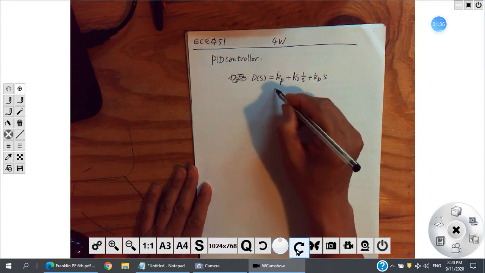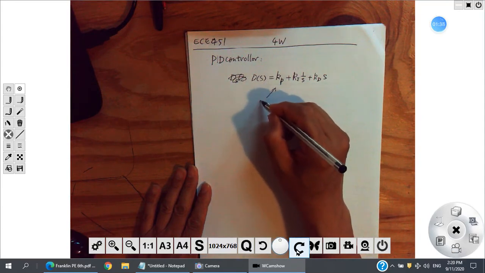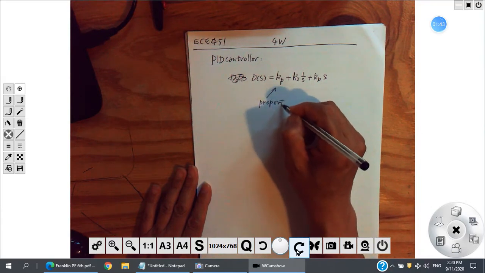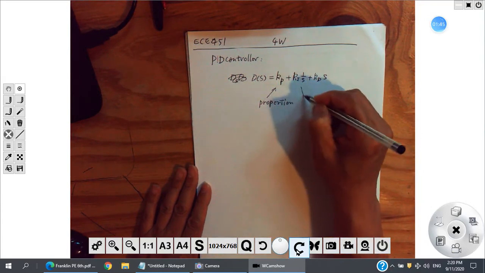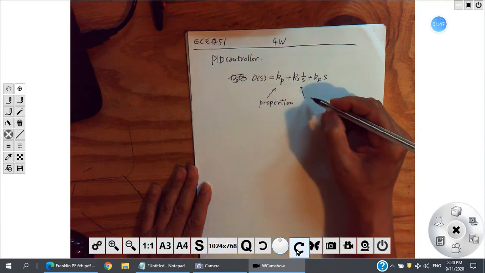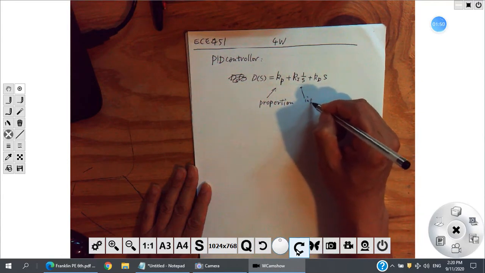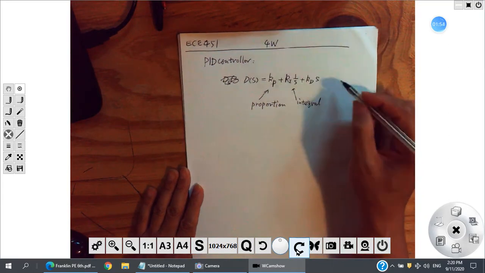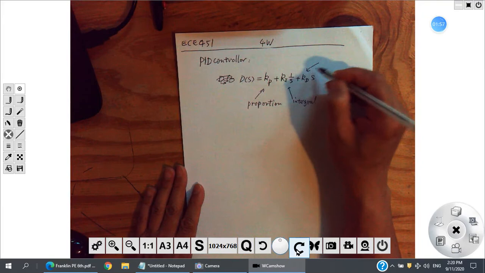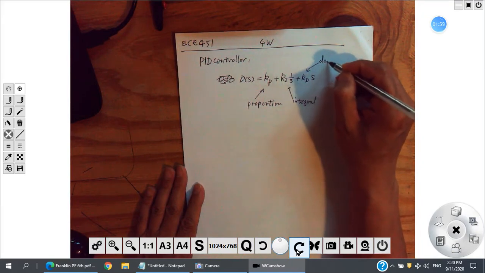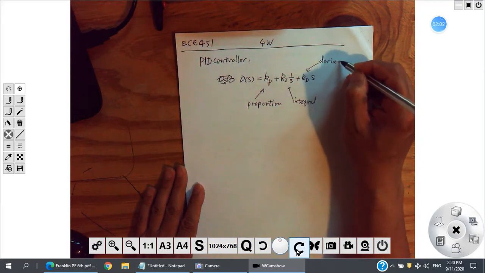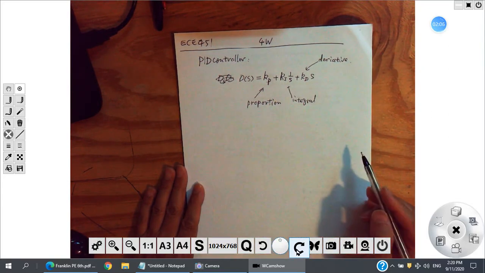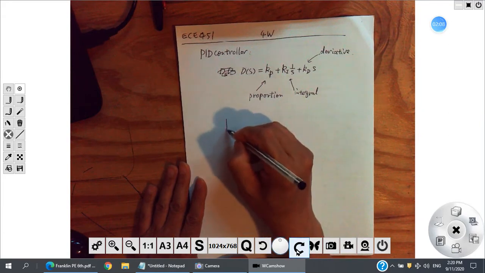So here this Kp is a constant, so this is the proportion, and this one, 1 over S, is the integral, right? So this is the I, and the D is the derivative. So the controller has these three parts, and then the whole system will look like this.